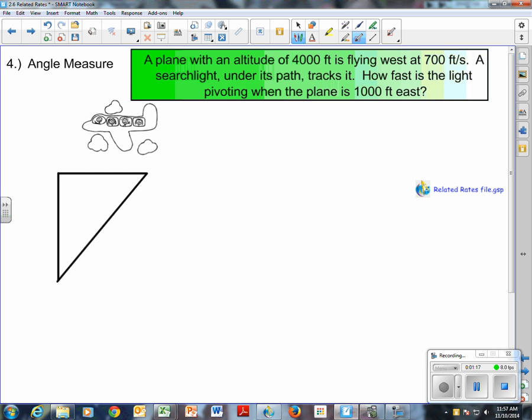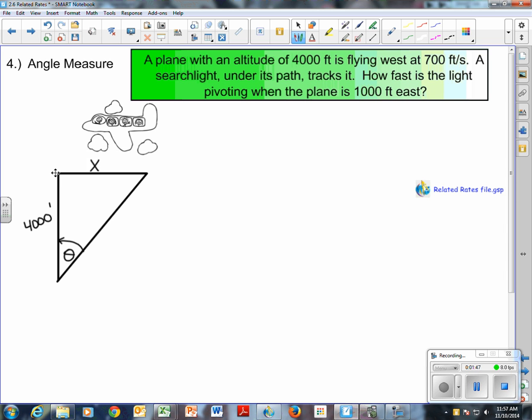So we've got a right triangle, and we know that the plane is at 4,000 feet altitude. So it's staying steady. That we can lock in because that will never change. We know our searchlight is down here. There's theta and it's pivoting as it's following the plane. The plane is going at a certain rate of speed, and the distance it is away from the searchlight would be x. Let's let that be x.